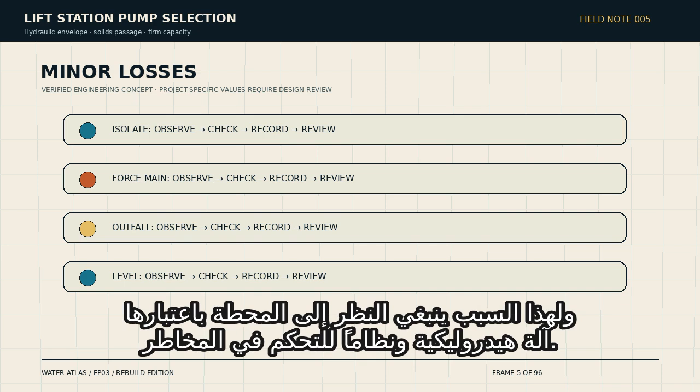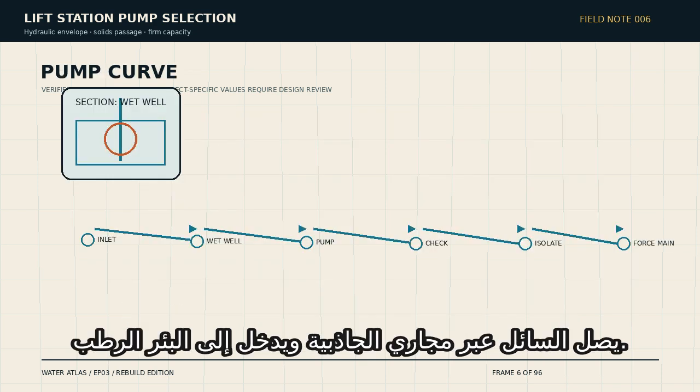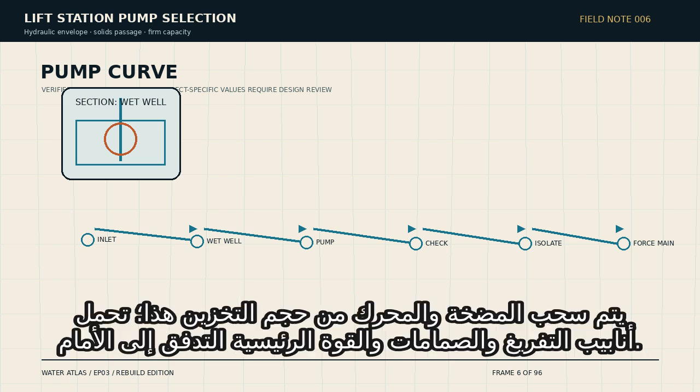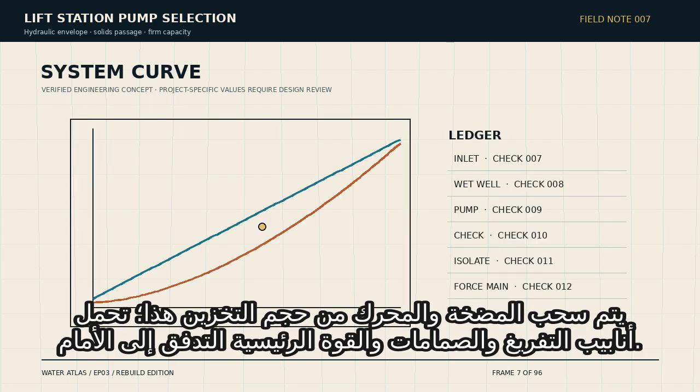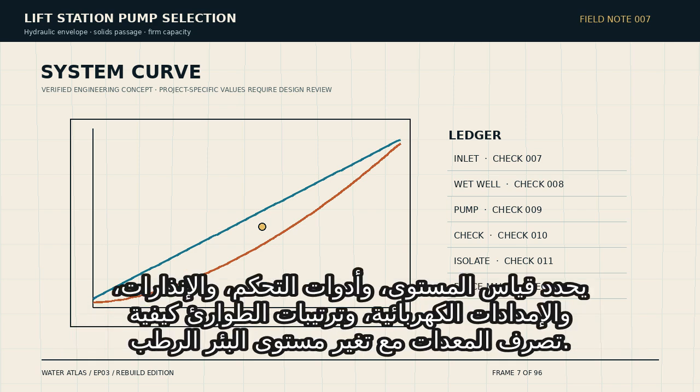Influent arrives through the gravity sewer and enters the wet well. A pump and motor draw from that storage volume. Discharge piping, valves, and the force main carry the flow onward. Level measurement, controls, alarms, electrical supply, and emergency arrangements determine how the equipment behaves as the wet well level changes.